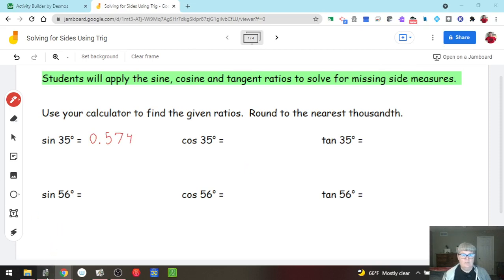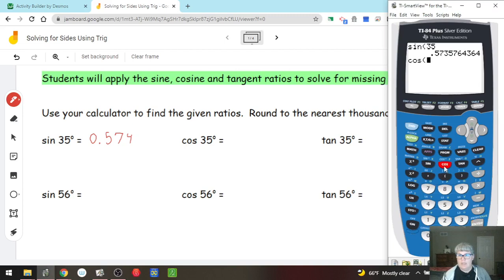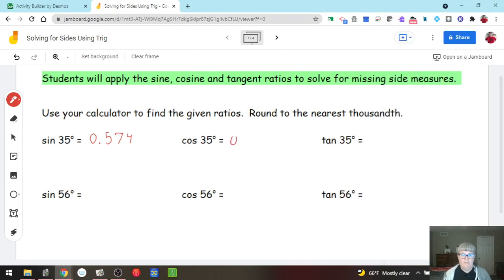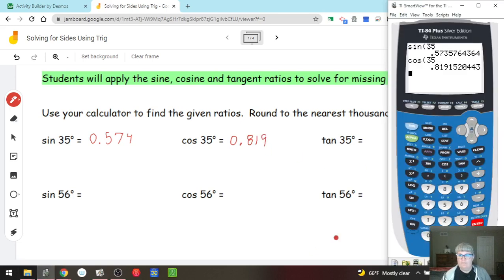For cosine, it's going to be cosine 35, enter, to 3 decimal places. The 9 is followed by a 1, so that's going to stay 9, so 0.819. And then for tangent of 35 degrees, we press tangent 35. And we have 0.700, and that last 0 is followed by a 2.